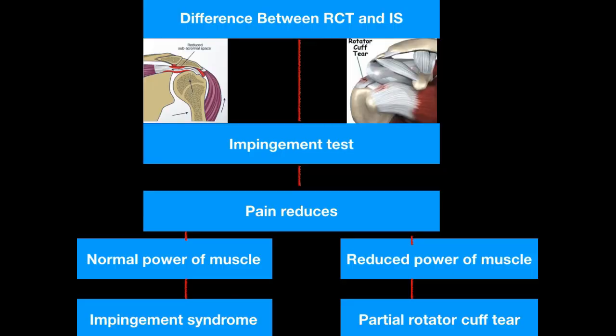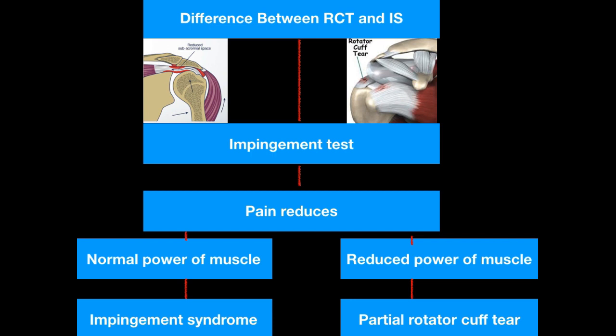To differentiate whether it is a rotator cuff tear or an impingement syndrome, we have to do an impingement test. The impingement test is nothing but injection of 5 to 8 ml of lidocaine into the subacromial space. In both cases, the pain reduces. If the power of the muscles is normal, probably this is an impingement syndrome and the patient was not able to do the test because of the pain.